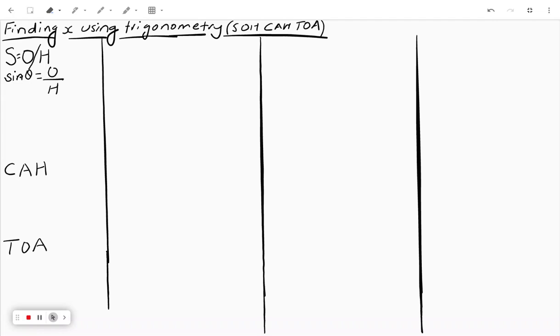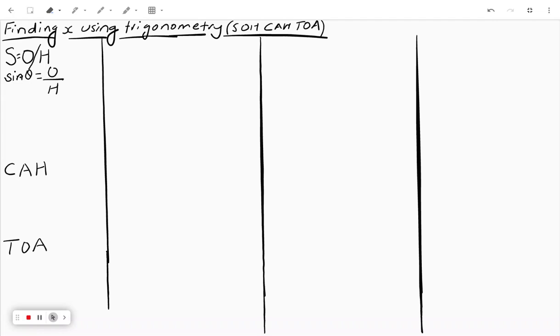Now, what does theta stand for? You might have to refer back to my other YouTube video on how to label the sides of a right angle triangle using O, H, and A. So sine theta equals opposite over hypotenuse is our first formula which we are going to use in this video to find out our x, right?